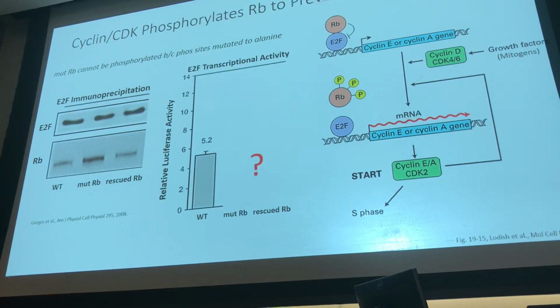Okay, same paper. They did the luciferase assay, so what do you expect is going to happen with luciferase? This is looking at E2F transcription activity. What's going to happen in the case of the mutant RB? You're going to have higher or lower luciferase activity? Yeah, it's going to be lower because this guy can't get phosphorylated, so it stays stuck to E2F, so E2F can't function. And then again, you can rescue this phenotype by adding in a wild type RB, and so now you get luciferase activity.